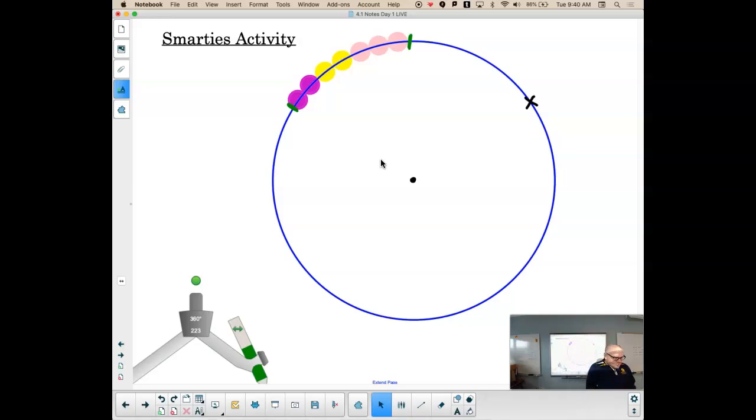Okay? So do that now, please. Go all the way around your circle, marking out the distance that you had with however many Smarties, or circular objects, that you had as your radius.